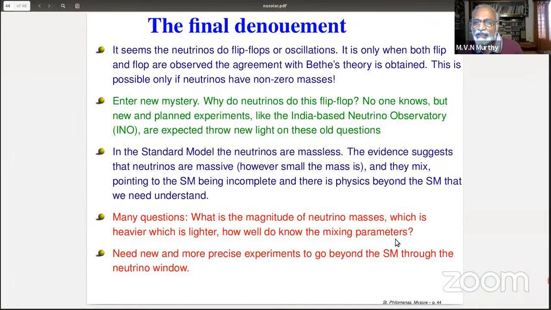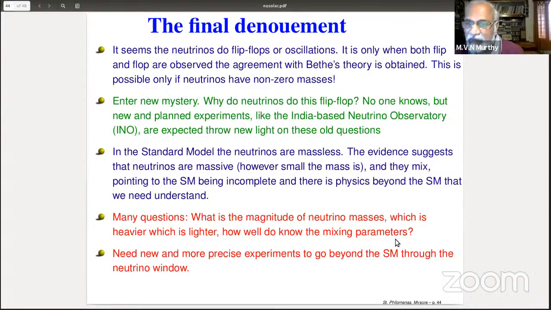It seems, therefore, and I'm summarizing all the things, that neutrinos do flip-flops or oscillations. It's only when both flip and flop are observed that the agreement with the Bethe's theory is obtained. This is possible only if neutrinos have non-zero masses. As you saw, all this oscillation goes away if they have all zero masses as in the standard model. So this is a result which is not there in the standard model. Therefore, it's a new thing. It's a window beyond the standard model.